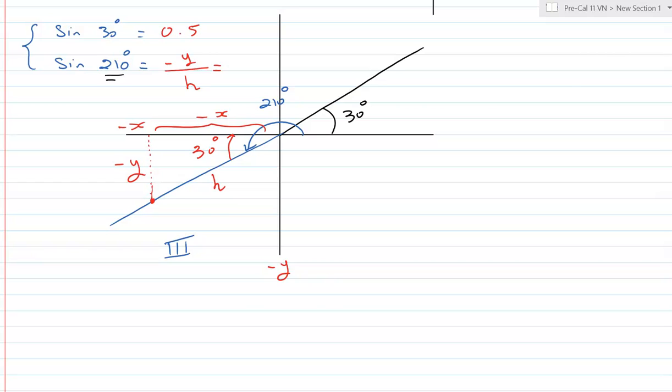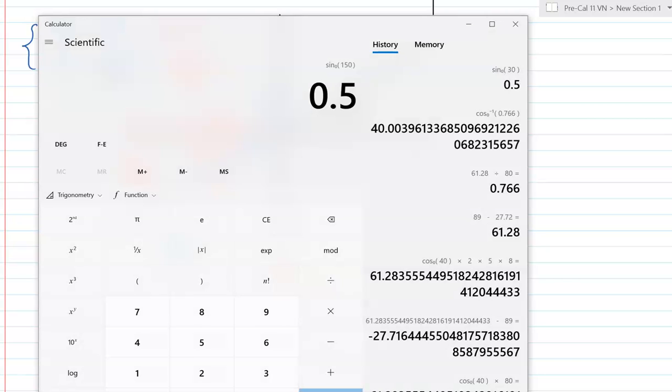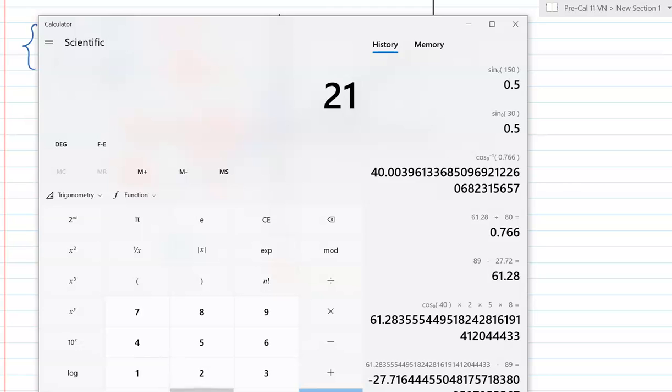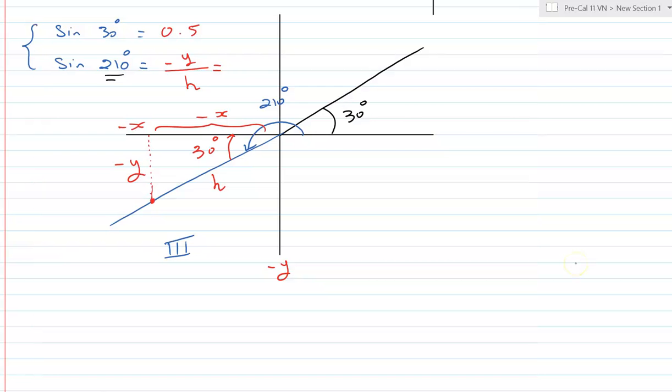Have a negative value, and now the answer will not give you 0.5 anymore. It will actually give you negative 0.5. Let's give it a try. Let's go to your calculator. You punch in 210 degrees, do the trig, punch in the sine, and you get negative 0.5.